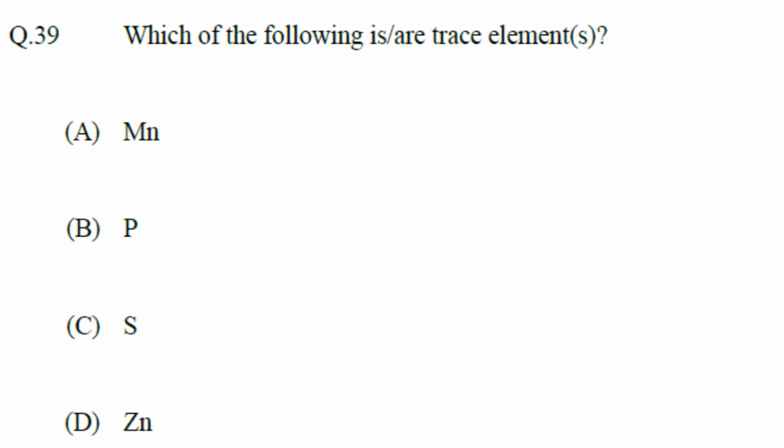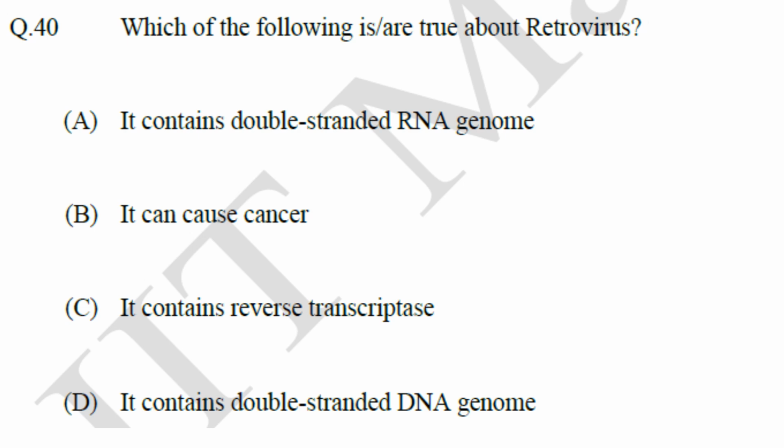Then which of the following is or are trace elements? Manganese is yes, phosphorus, sulfur no, zinc. So A and D are the answers. Then which of the following is or are true about retroviruses? It contains double-stranded RNA genome. No, they contain single-stranded RNA genome. It can cause cancer. Yes. It contains reverse transcriptase. Yes. It contains double-stranded DNA genome. No, it contains single-stranded RNA genome. So B and C are the answers.